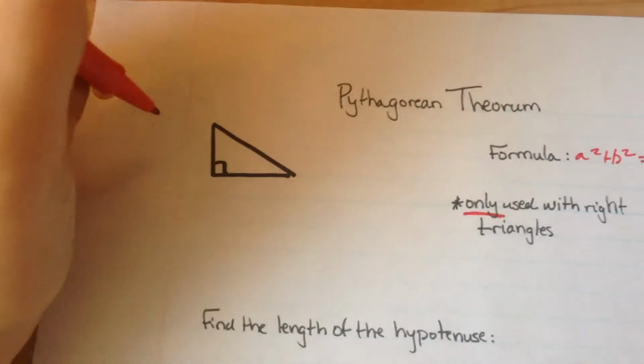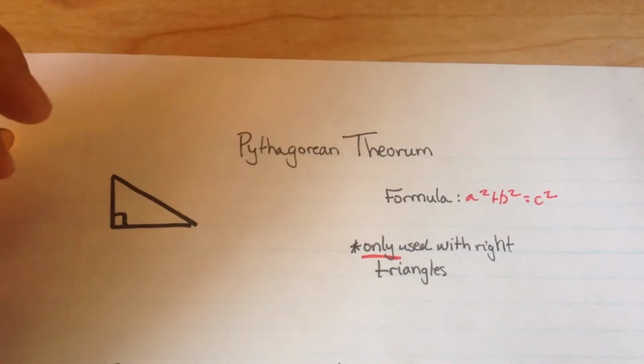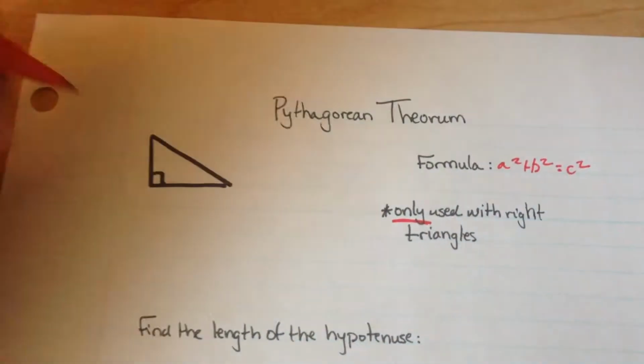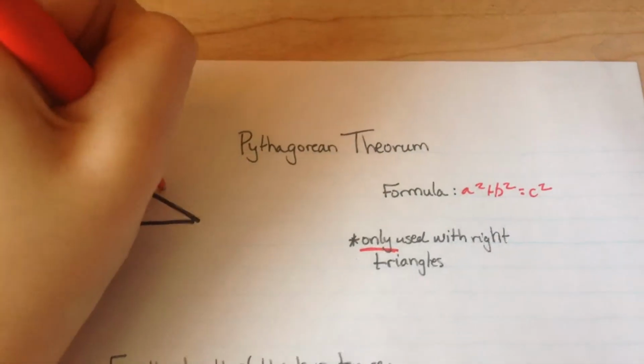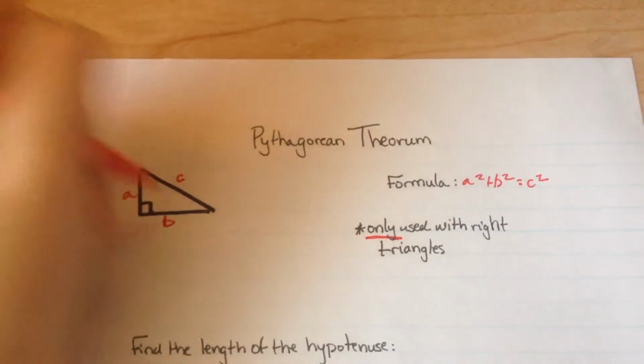And when you're trying to find the places for the A, B, and C on a triangle, the way I think of it is that the shortest length is always A, and then the hypotenuse is always C, and then that means that whatever is left over has to be B. So it's just a little trick to remember it.